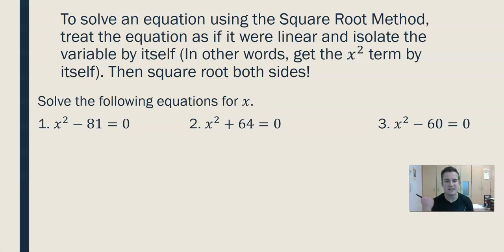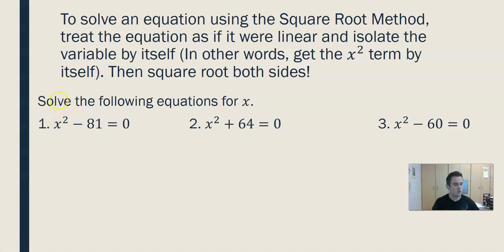Okay, into the meat and potatoes. To solve an equation using the square root method, treat the equation as if it were linear and isolate the variable by itself. In other words, get the x squared term by itself and get everything else on the other side of the equal sign. Then we'll square root both sides. So let's do that right now.